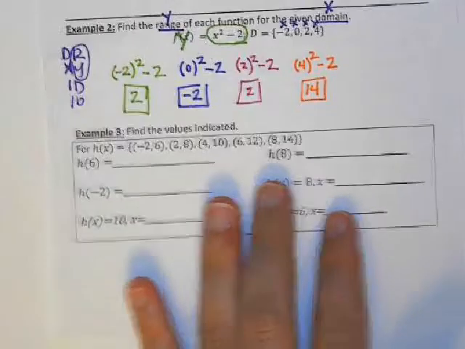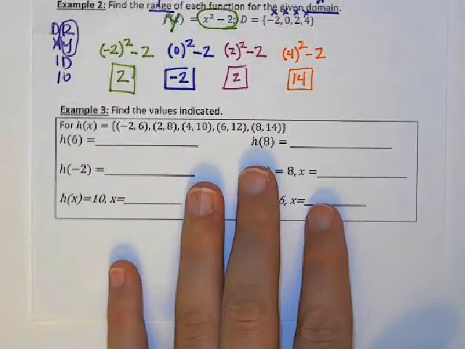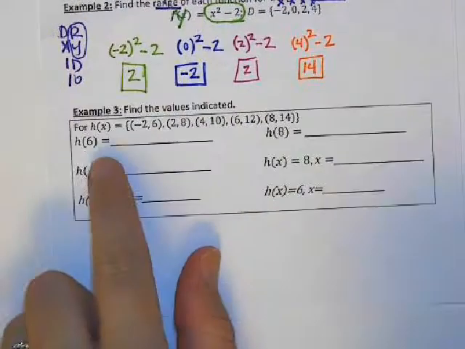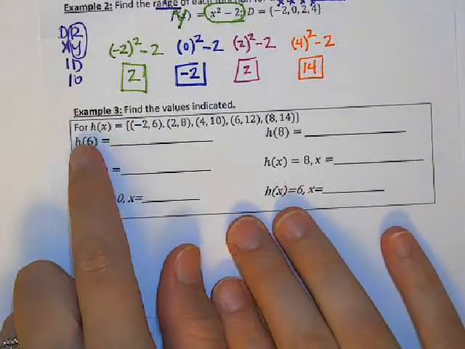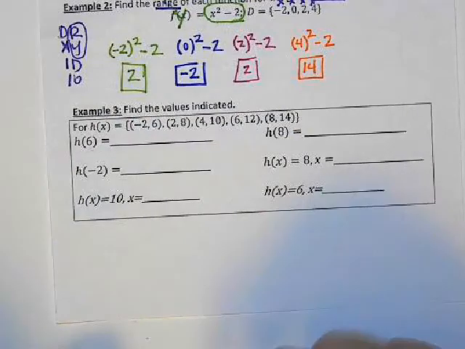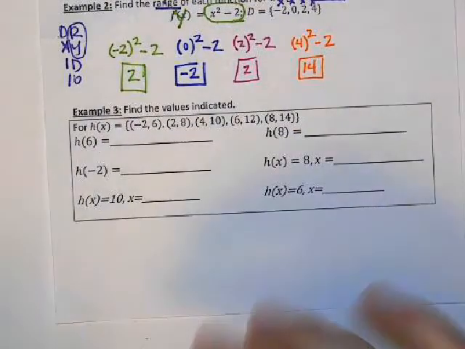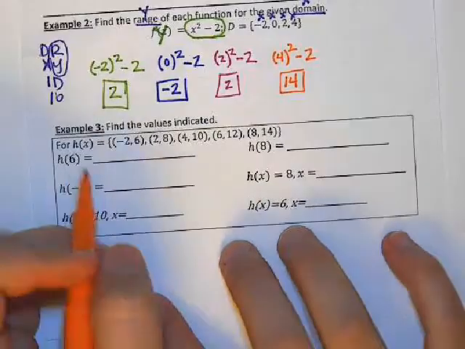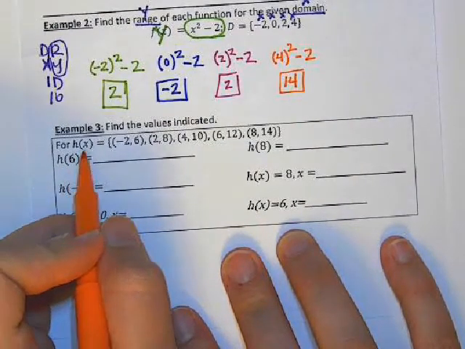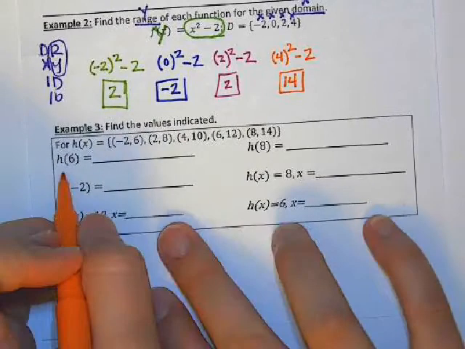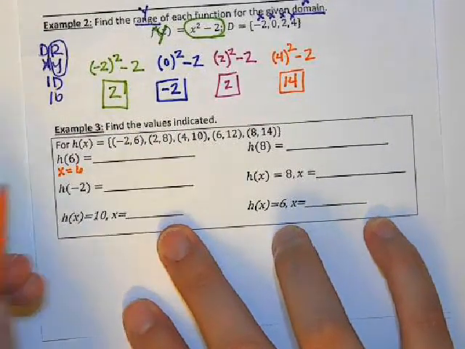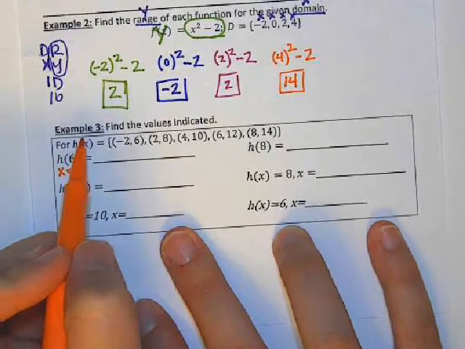Okay, last one, example 3. Right here, it says find the values indicated for h of x, and then it gives me all these ordered pairs, right? So looking at h of 6, 6 is in the what spot? Yeah, it's in the x spot. So x equals 6 for h of 6, right? Because it's in the x spot.